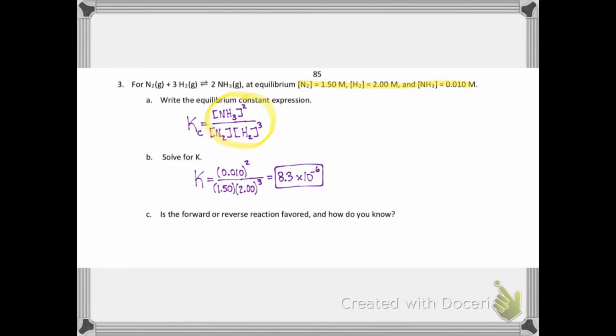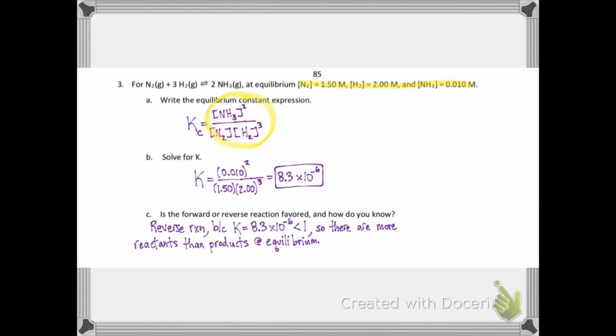So there's a phrase we like to say. We say, is it forward favored or reverse favored? Basically it means if it's forward favored, does it have more products? Or if it's reverse favored, it would have more reactants. Well, look at the concentrations. You've got lots of reactants on the bottom. You really don't have very many products on the top, right? And that's why you have such a tiny number. So in this case, the reverse reaction is favored because you have such a tiny value for K, showing you have very few products and lots of reactants.